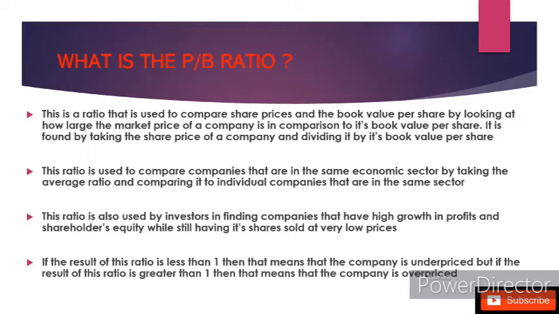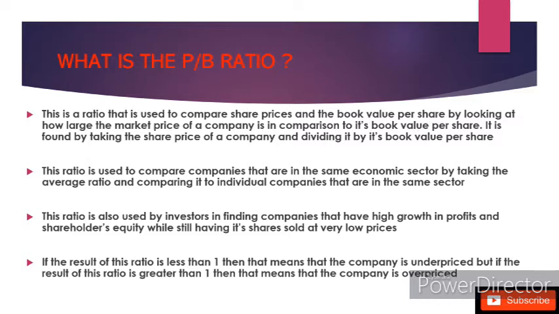This ratio is used by investors in finding companies that have high growth in profits and shareholders' equity, while still having shares sold at a very low price. Let's not forget that investors aren't just looking at underpriced companies, but underpriced companies with great potential. Factors such as consistently growing profits and capital with a low price to book value ratio are more likely to be prioritized and heavily invested in by investors.